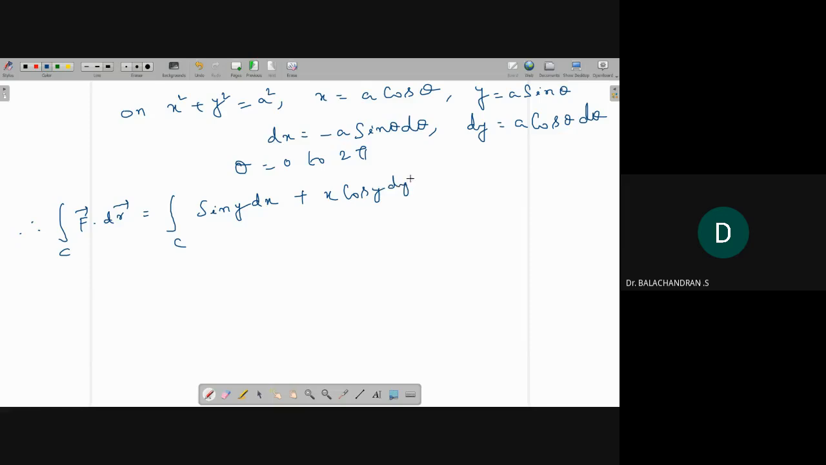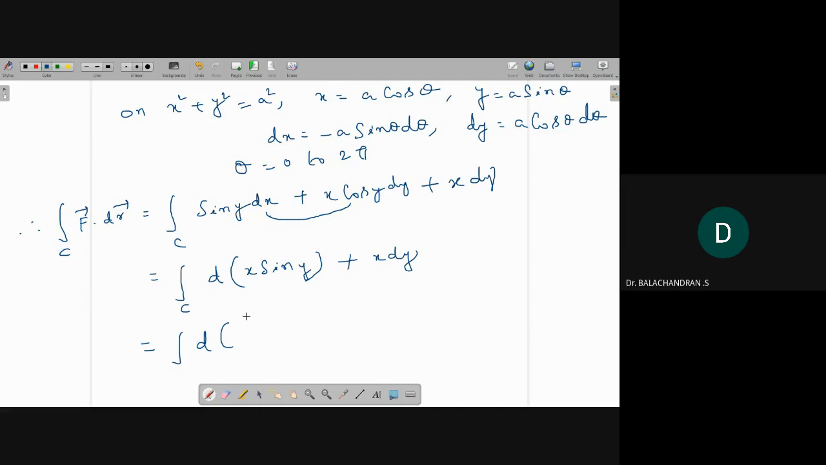Plus x dy. You can write this as an integral over C. Okay, so combine these two. If you combine these two, you can write a differentiation of x into sin y, using the UV method. So x sin y into dx plus x into cos y dy plus x into dy. So now we know the limits. Before going to the limits, what is x?